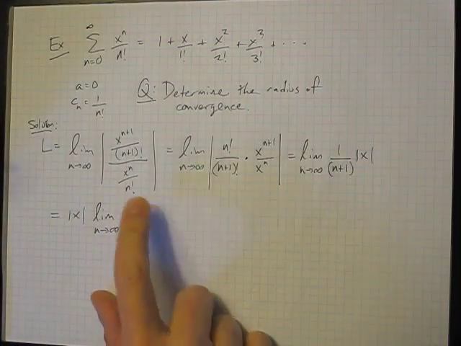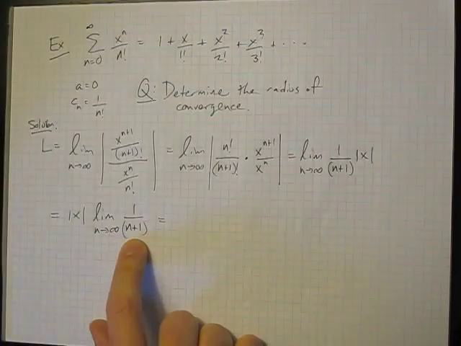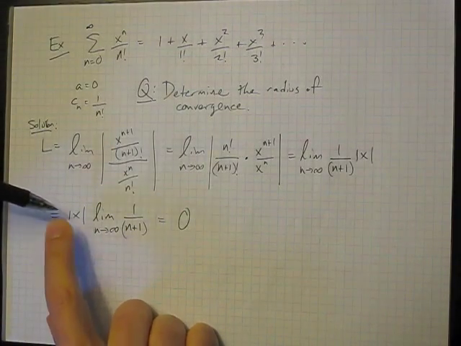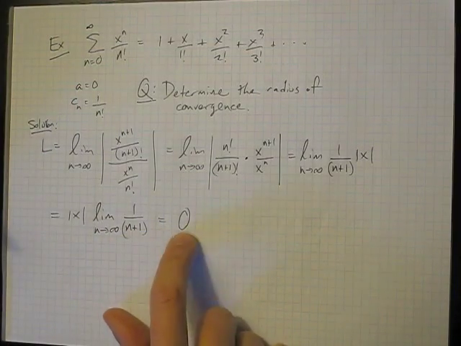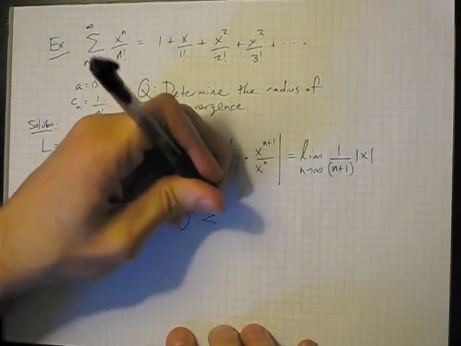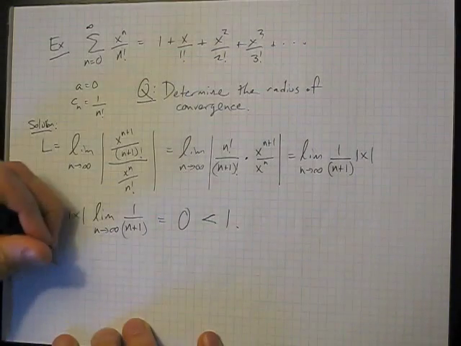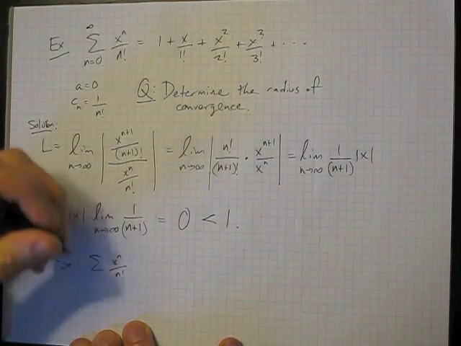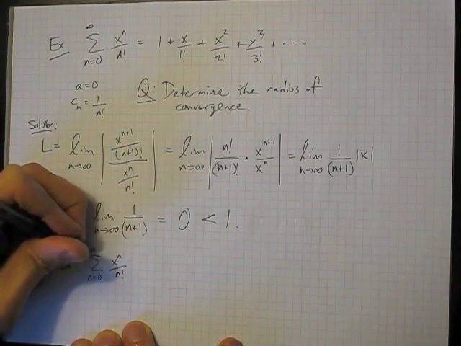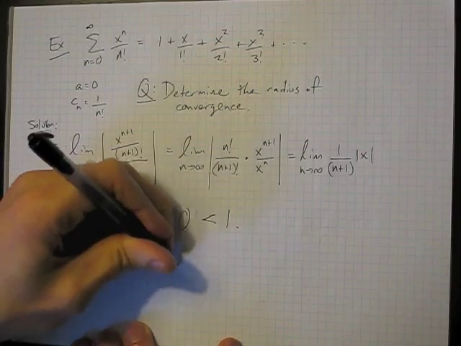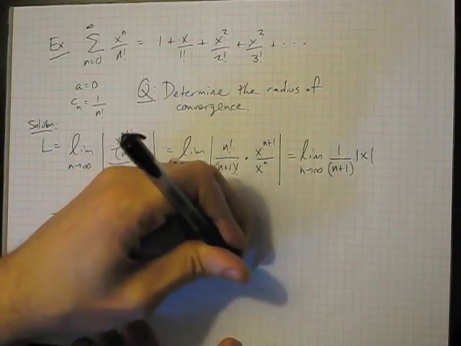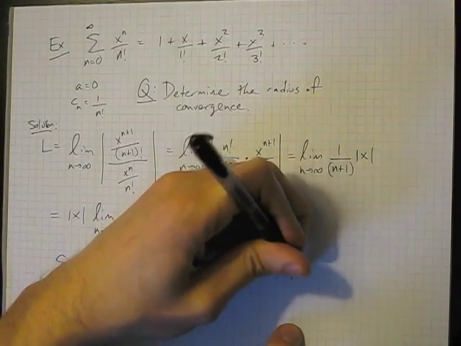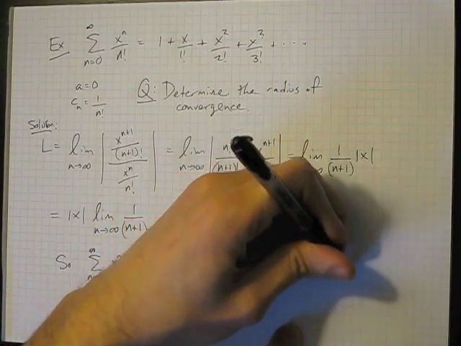Then we're just taking a look at this limit right here. Well, 1 over n plus 1 goes to 0 as n goes to infinity. Doesn't matter what x is, this is the absolute value of x times 0 in the limit, and so we get 0. So this is definitely less than 1, and so the power series x to the n over n factorial converges for all x, so the radius is infinity.